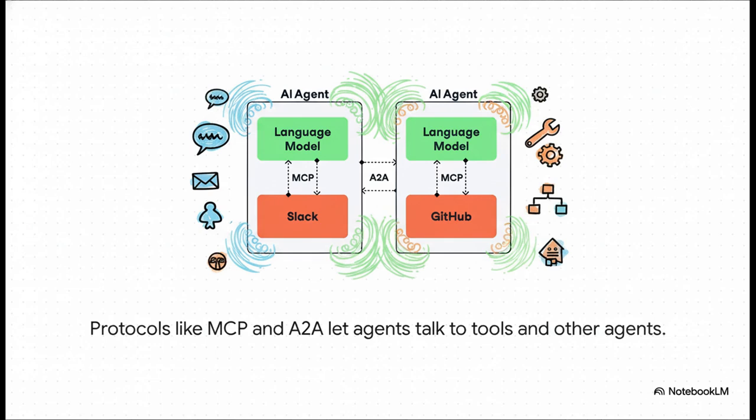On one side, you've got an agent using a protocol called MCP to talk to a tool, like Slack. But then, and this is the cool part, it can use a different protocol, A2A, to talk to another agent that's managing something else, like GitHub. It's like a whole team of specialists working together.